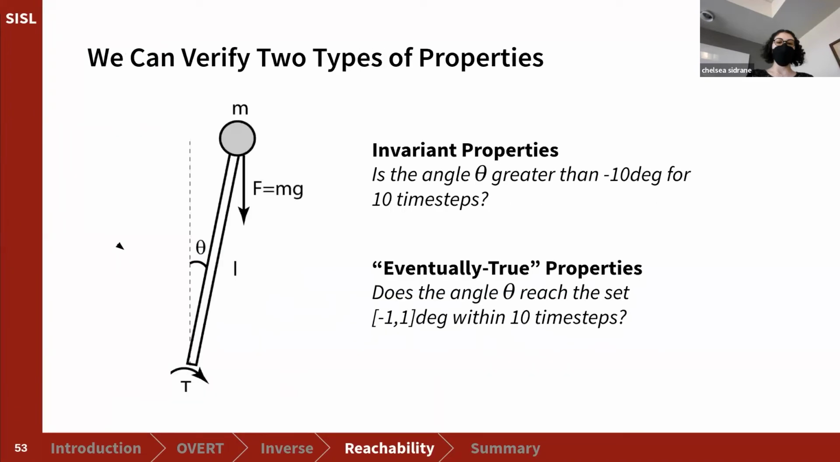Okay, so now that we have a high-level idea of what's going on, what kinds of properties can we prove? Well, consider again the inverted pendulum system. We can check what are known as invariant properties, like, is the angle greater than negative 10 degrees for 10 time steps? Or we can ask if a property eventually holds, like, does the pendulum reach the set negative 1 degree within 10 time steps? These two types of properties allow us to solve reachability problems, where we want to answer questions about avoiding unsafe sets or remaining within or reaching goal sets.